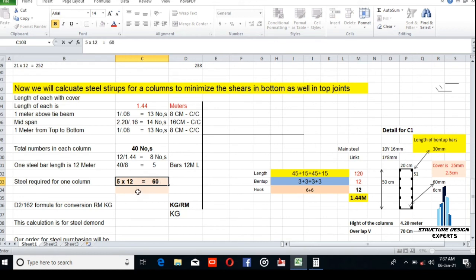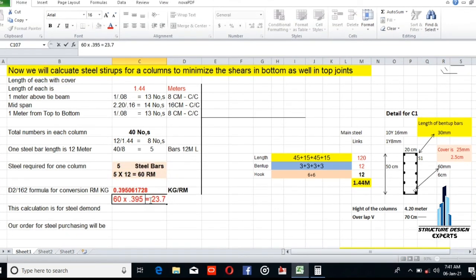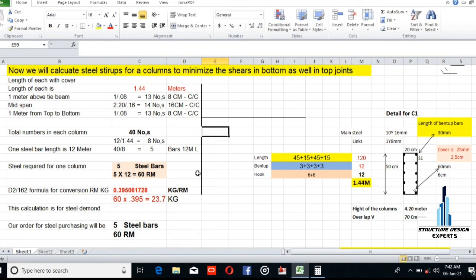We need 5 steel bars for the stirrups. So we find the weight with the formula d square divided by 162. It means 8 square, 8 into 8 divided by 162, and its value comes to 0.395 kg per running meter, per 1 meter. So we need 60 running meter. 60 multiplied by 0.395 is equal to 23.7 kg. That was the conversion from running meter to kg.